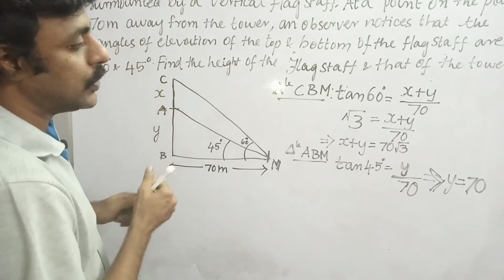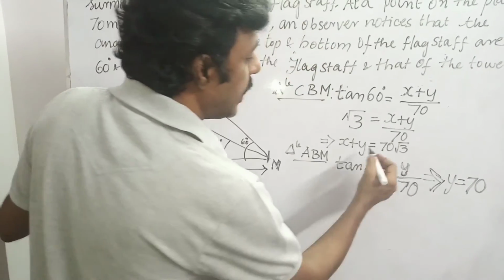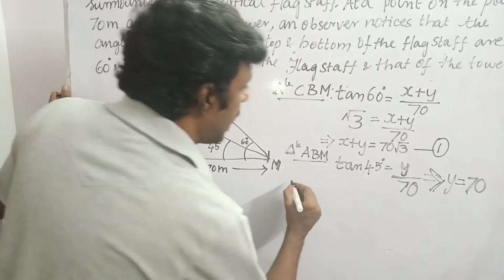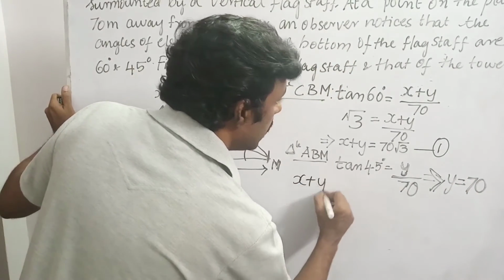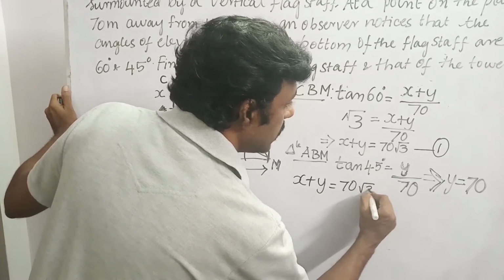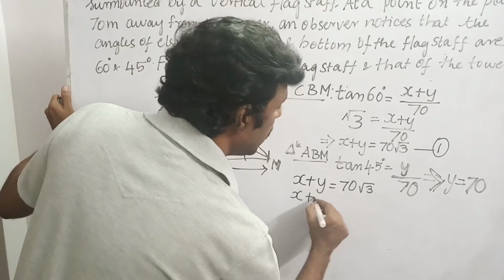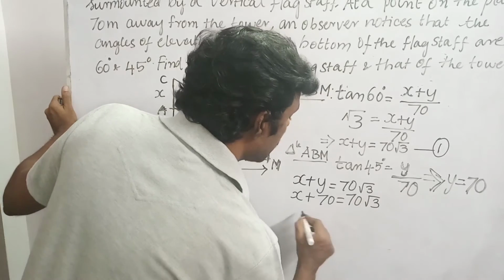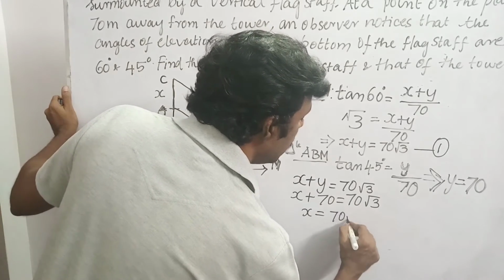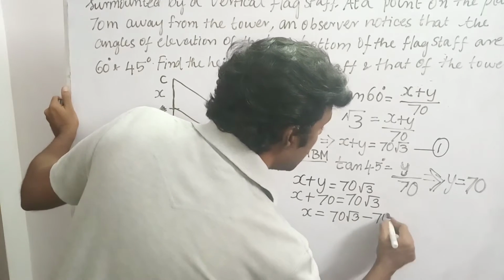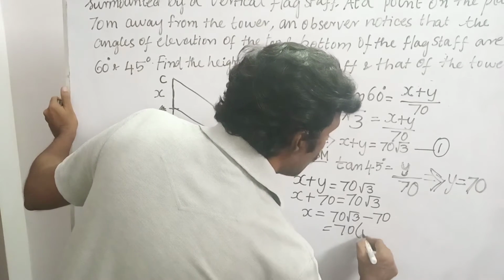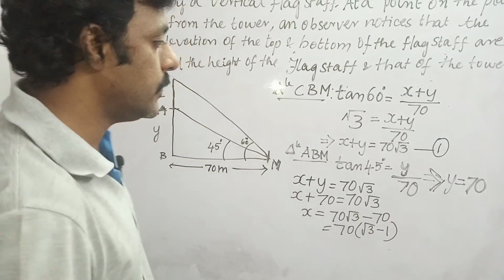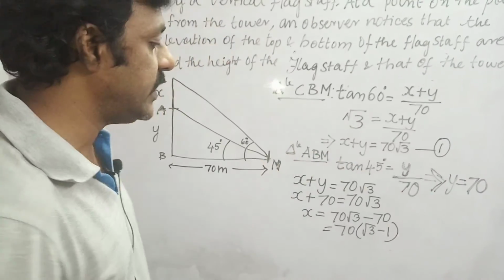So we need the x value. We already have y equal to 70. Why don't we substitute this value in this equation? Let us assume that this is equation number 1. So it will be x plus y equal to 70 root 3. Therefore, x plus 70 is equal to 70 root 3. Therefore, x is nothing but 70 root 3 minus 70, which is nothing but 70 into root 3 minus 1. We have y value as y equal to 70.